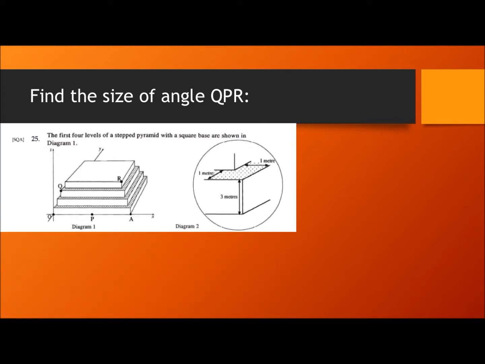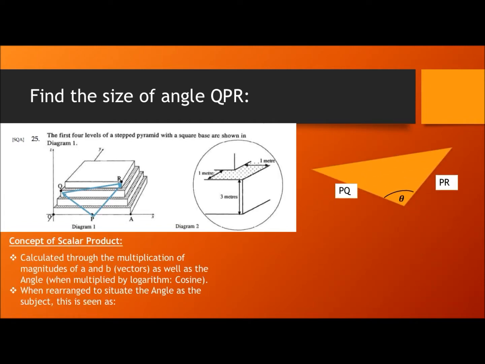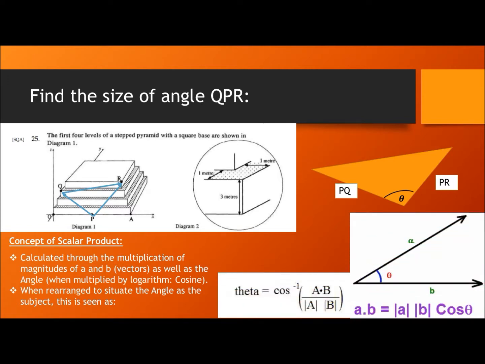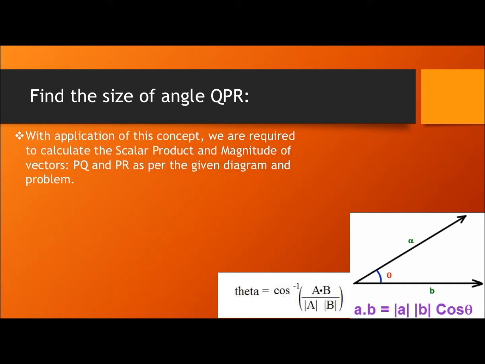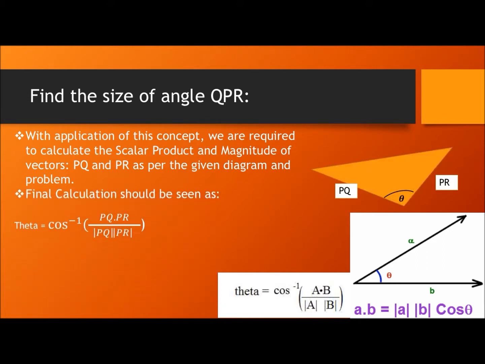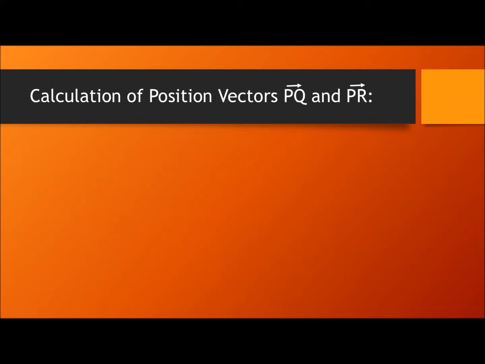In regards to the concept of scalar product, this is calculated through the multiplication of a and b, as per the diagram, as well as the cosine of the angle. This is rearranged so that the angle is made the subject in this equation. This is equivalent to inverse cosine of the scalar product of a and b, divided by the magnitudes of vectors a and b. With application of this concept, we are required to calculate the scalar product and magnitude of vectors PQ and PR as per the given diagram and problem.